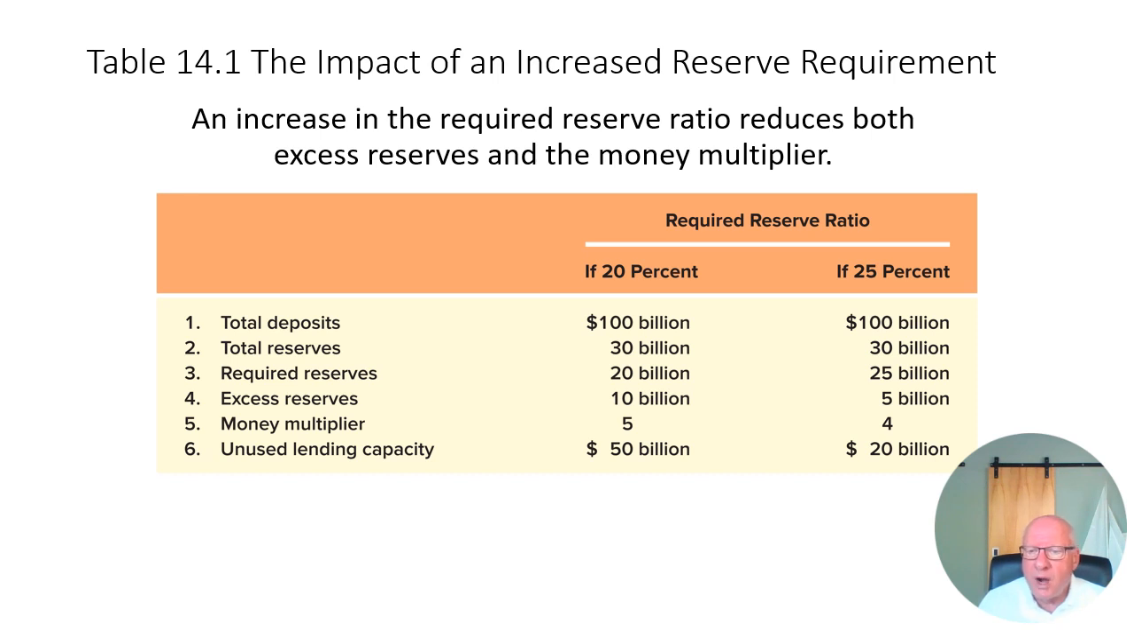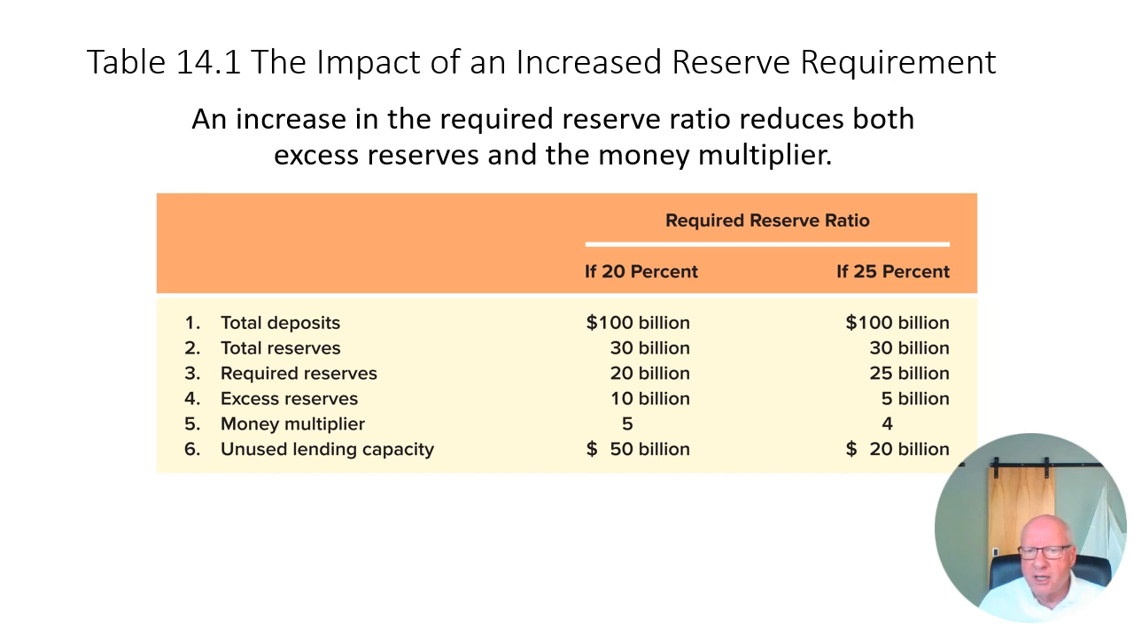But what are they required to have? You notice in the first column, if it's a 20% reserve, then 20% of 100 billion is 20 billion. That's where this number right here is coming from. The $20 billion number is the required reserve for the first bank. But what if the reserve ratio was 25%? Then you would have what? 25 billion would be the required reserve.